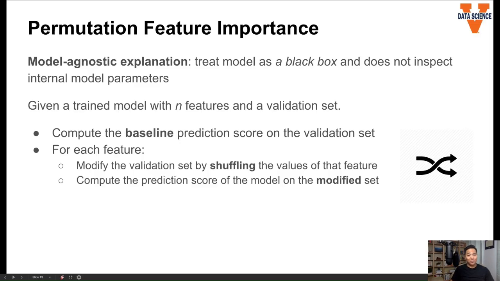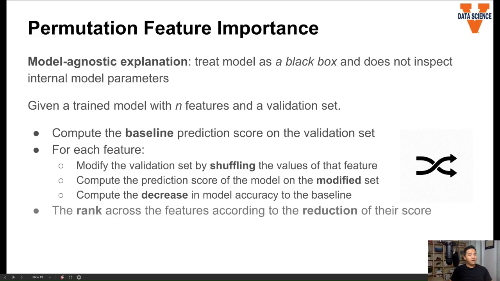And certainly because you shuffle the feature, the performance is going to be reduced a little bit. And that's exactly what you're going to compute: the decrease in model accuracy. And then you do that for all the features. For each feature, you have a decrease from the baseline, so you can rank all the features according to the reductions of their score compared to the baseline. Thus, the higher the reduction, the more important the feature is.